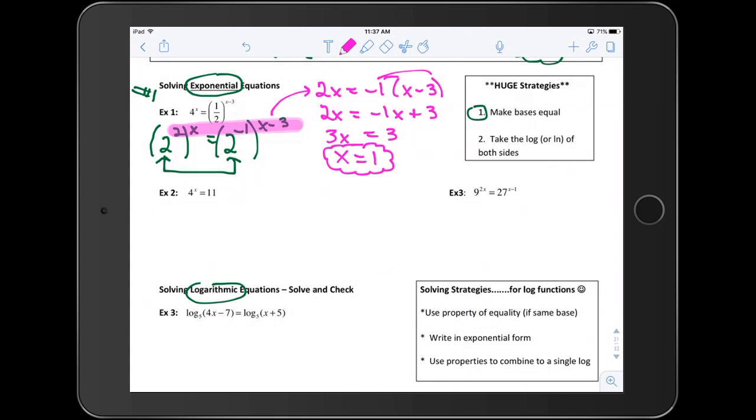So if you put 1 in for x, you'll get 4 to the first, which is 4, and you'll have 1/2 raised to the negative 1 half, which is the same thing as 4. Okay, so that example is an example of the first strategy.